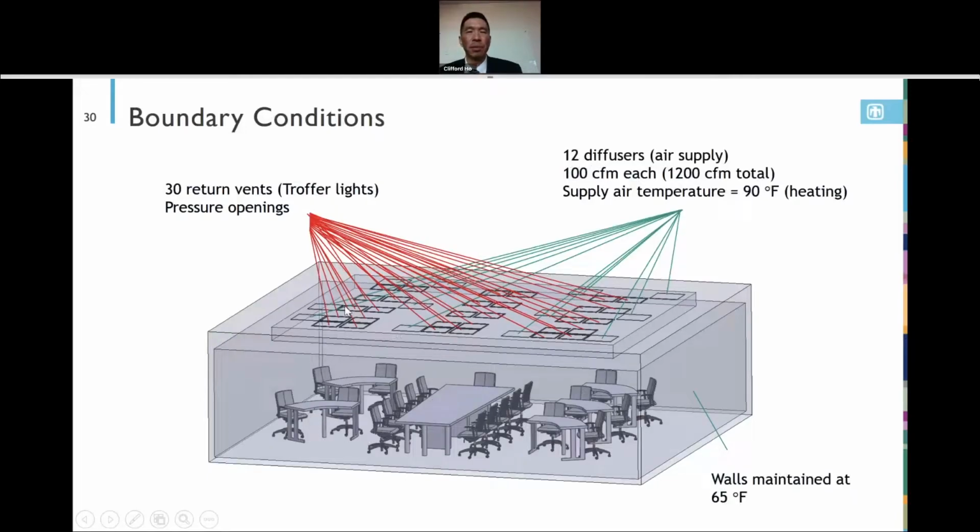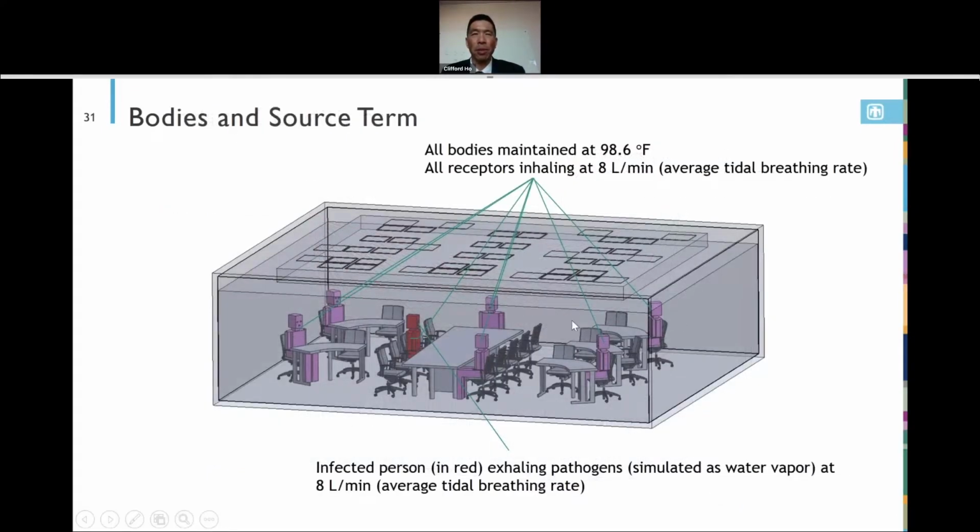Boundary conditions: at the top, we had something called troffer lights, which basically are return vents around the periphery of the lights. The supply came from diffusers at a specified flow rate and temperature. And with those boundary conditions, we were also able to simulate the exposure, given that someone was infected and exhaling pathogens, simulated as water vapor at an average rate, and the body temperatures were maintained at a certain temperature.